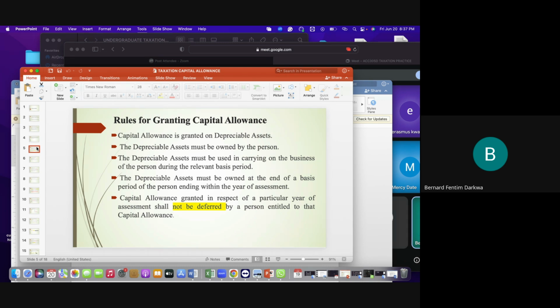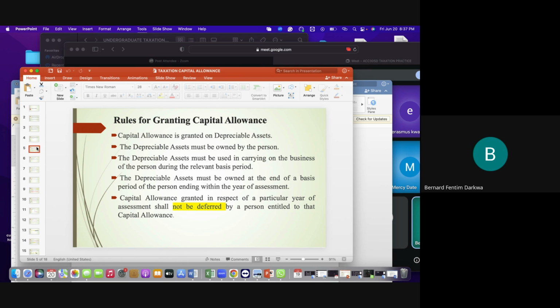Number two, the depreciable asset must be owned by the person who is claiming for it. So you cannot use your brother's car, or somebody else's assets in your business, and go and claim capital allowance on it. No. The depreciable asset must be in your name before you can claim capital allowance on it. If you don't hold title to the asset, then you cannot be granted capital allowance on it. So that's point number 2.